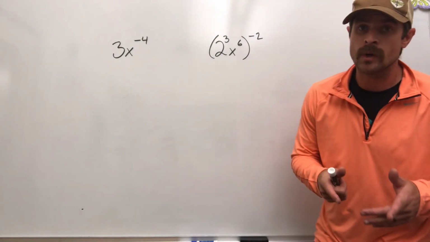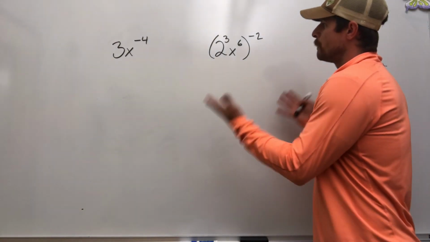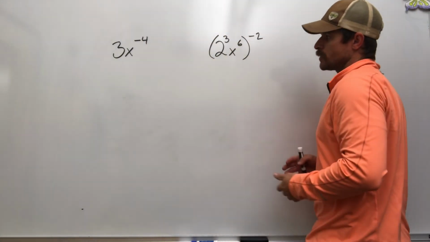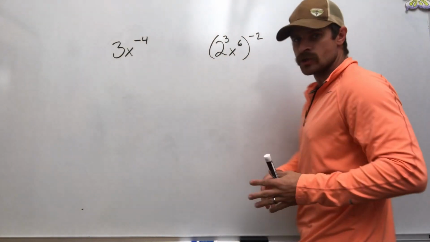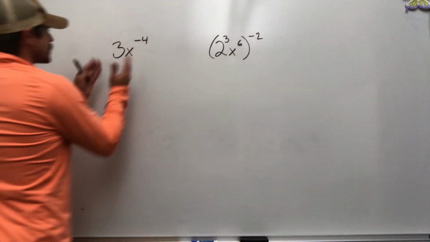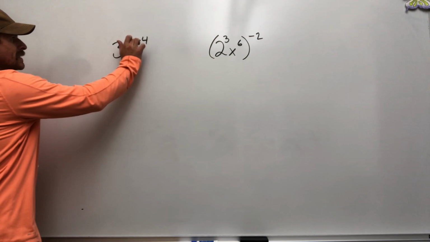All right, now let's apply what we learned with some very low-level basic problems that involve negative exponents. I've got 2 examples for you here. I'm going to break each one of them down, and you should have a better understanding of negative exponents after this. Okay, common mistake that I see with a problem like this, 3x to the negative fourth power.